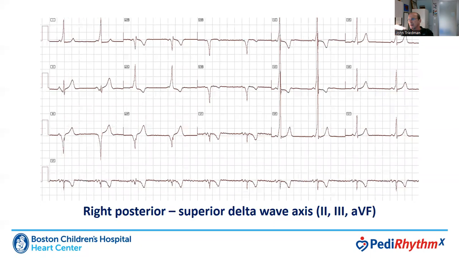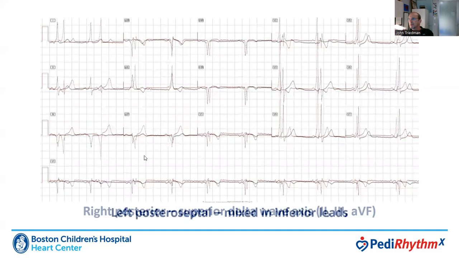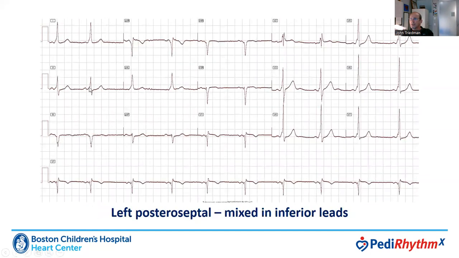In contrast, when we have a posteriorly located pathway, here's a right posteriorly located pathway, we have a superior delta axis in 2, 3, and F. And then as we move on to the septum, we notice that the pathway begins to show delta wave polarity which is mixed or indeterminate in the inferior leads. So when you begin to see less pre-excited electrocardiograms with indeterminate axis with respect to superior or inferior in the inferior leads, begin to think that you may be dealing with a septal pathway, in this case, a left posteroseptal pathway.